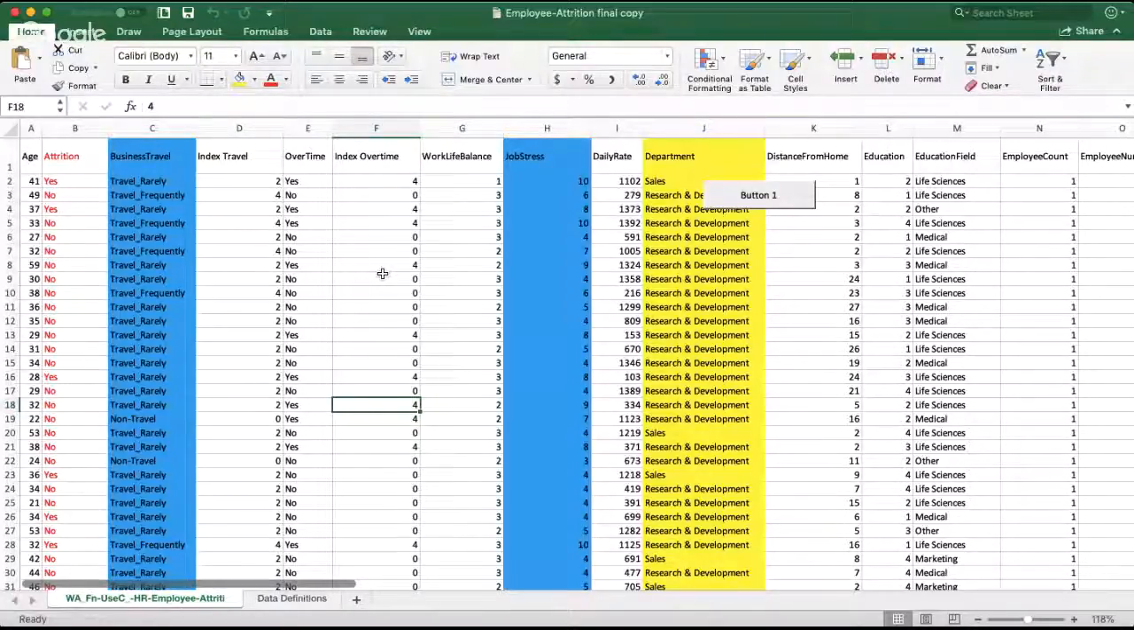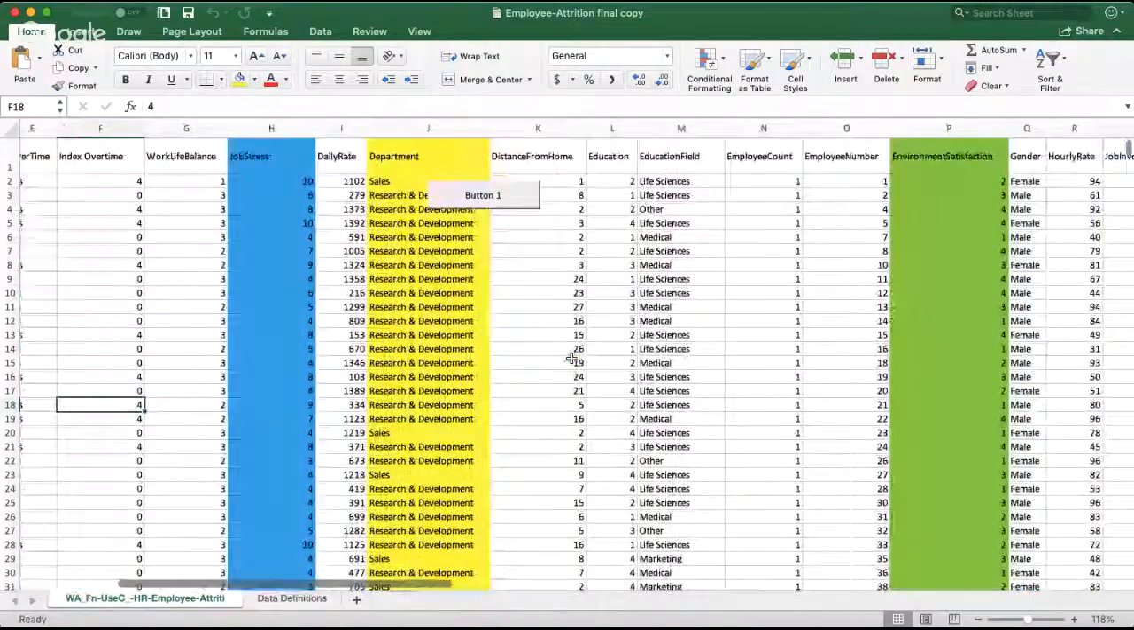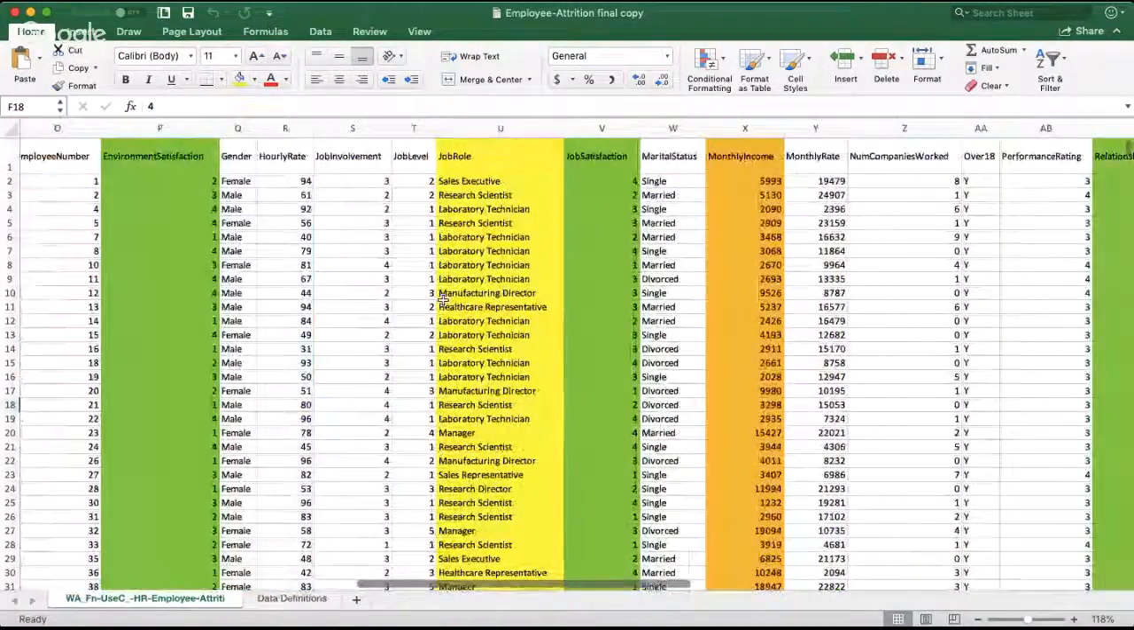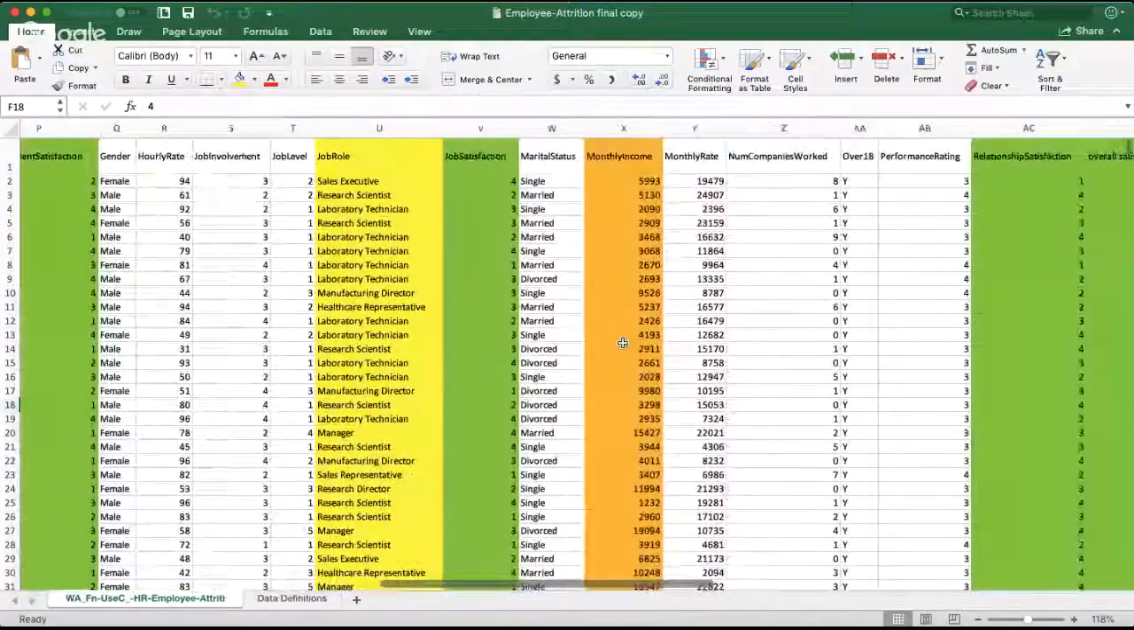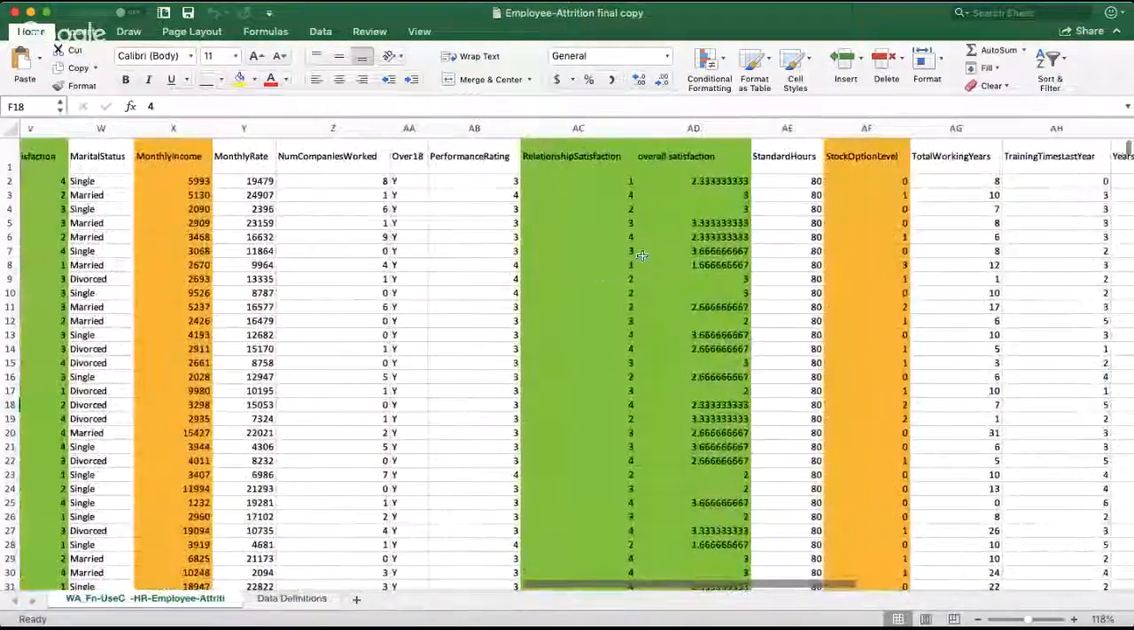Before we start to analyze, we are all using Excel to format the data that we need for each question. First, we choose department and job role for question 1, the yellow part. And for question number 2, we use the monthly income, the orange one, and the stock option.